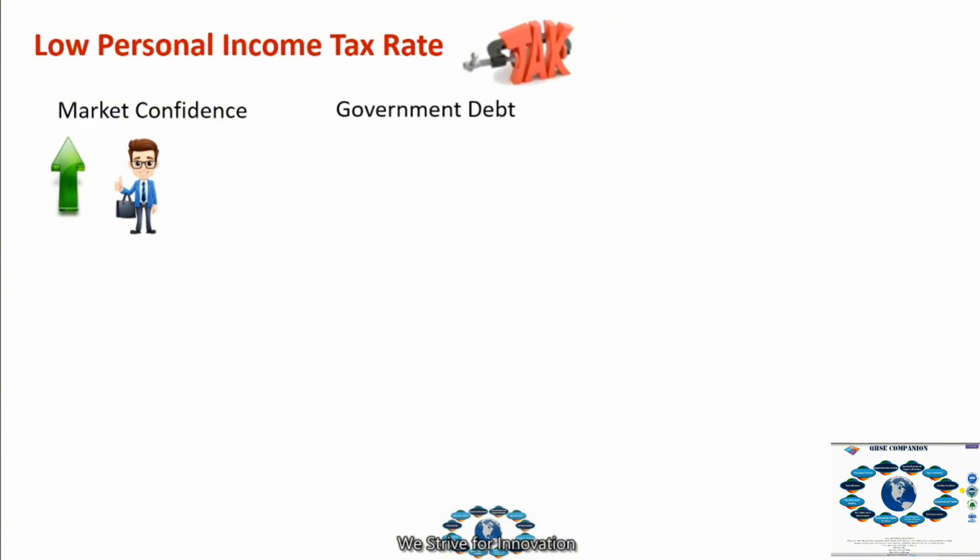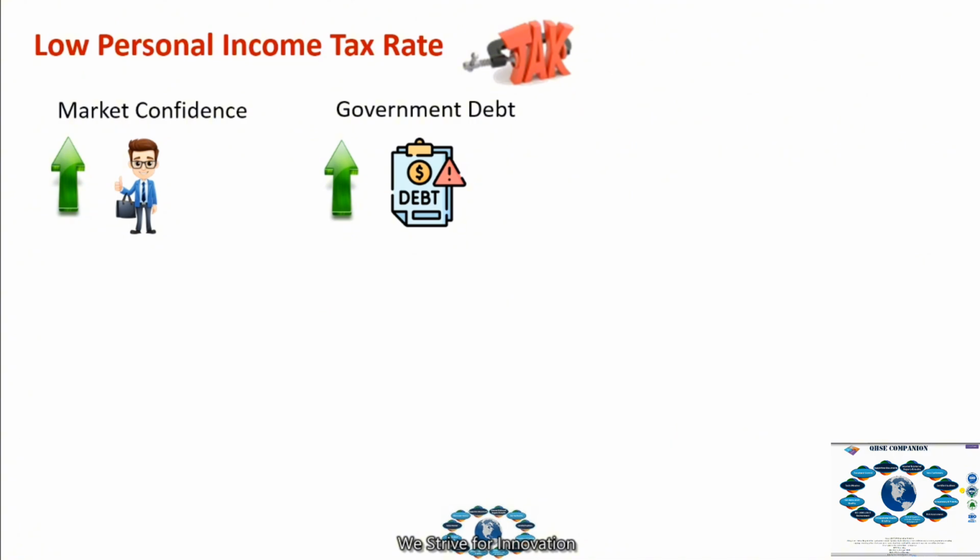The second one is government debt. What's going to happen to it when we have a low personal income tax rate? It can result in reduced tax collection, because your income tax rate is lower, which potentially of course increases government debt, if the spending of that government is out of control. So the debt is going to go higher.